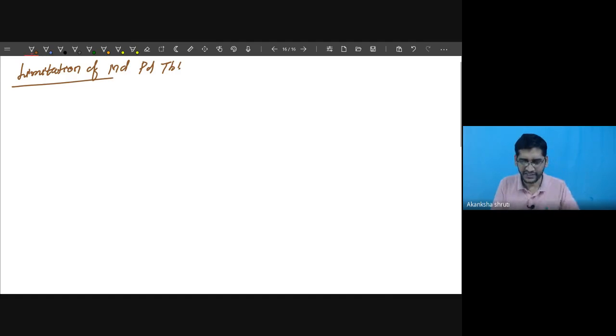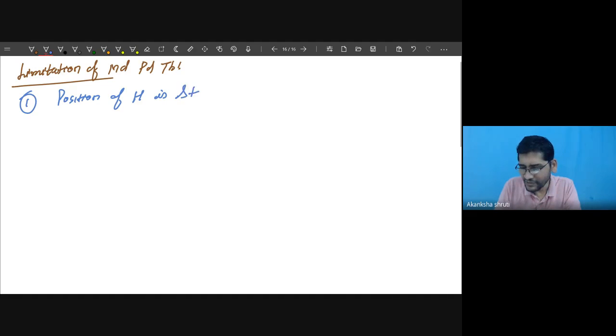What are the limitations? I'm going to write them. The position of hydrogen is still anomalous. It can be kept in group 1 as well as in group 17. Why? Its electronic configuration matches with both 1 and 17, because for octet or duet formation 1 electron is required, and by considering the K shell filling, only 1 electron is there. So the position of hydrogen is still anomalous.